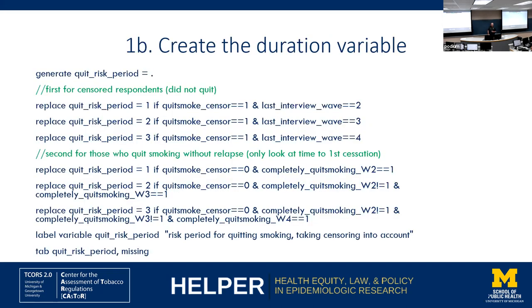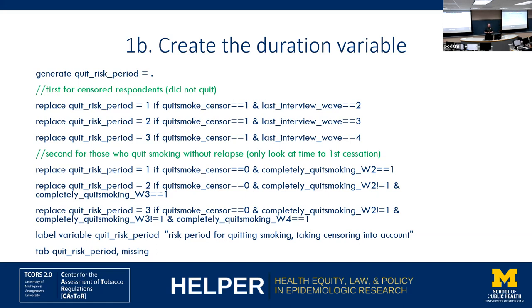Then you're going to create the duration variable. I call this quit risk period. And I did it in two separate ways, and I'll tell you why I did it this way in a minute. Again, you can code these things in many different ways, but I started by dealing with those who did not quit first, right? So what I did is I have a variable called last interview wave, and that's the last interview that these people are followed up. So if they didn't quit smoking and their last interview wave was 2, so the second wave of the study, they get a risk period of one. We follow them up for one wave at a point in time, then those people disappear. We do it for the next two as well.